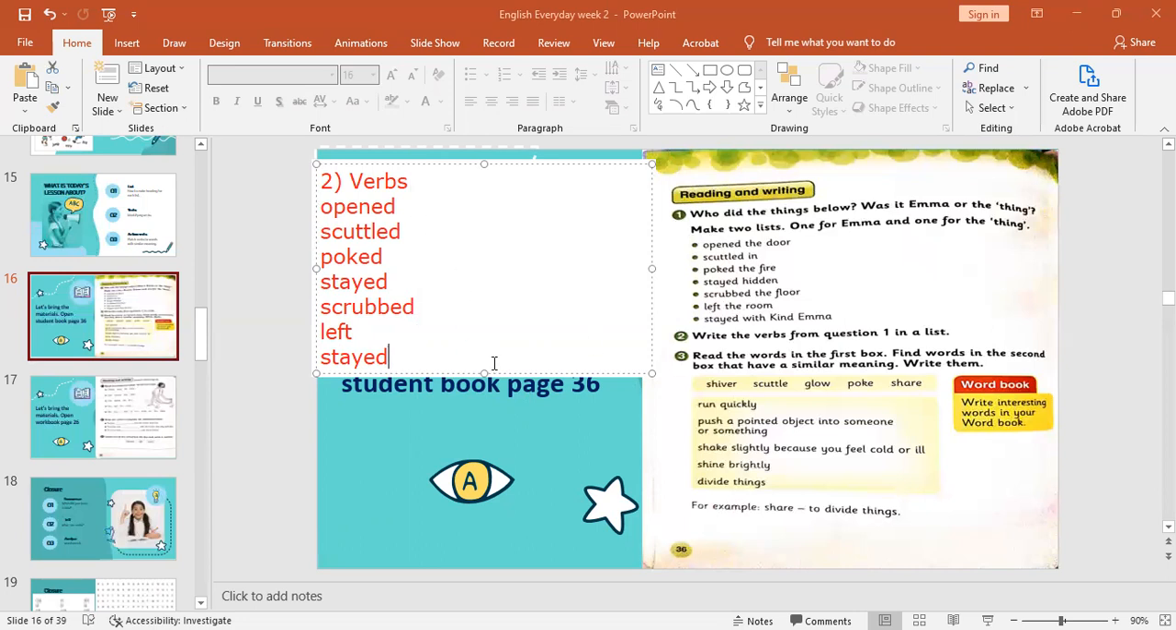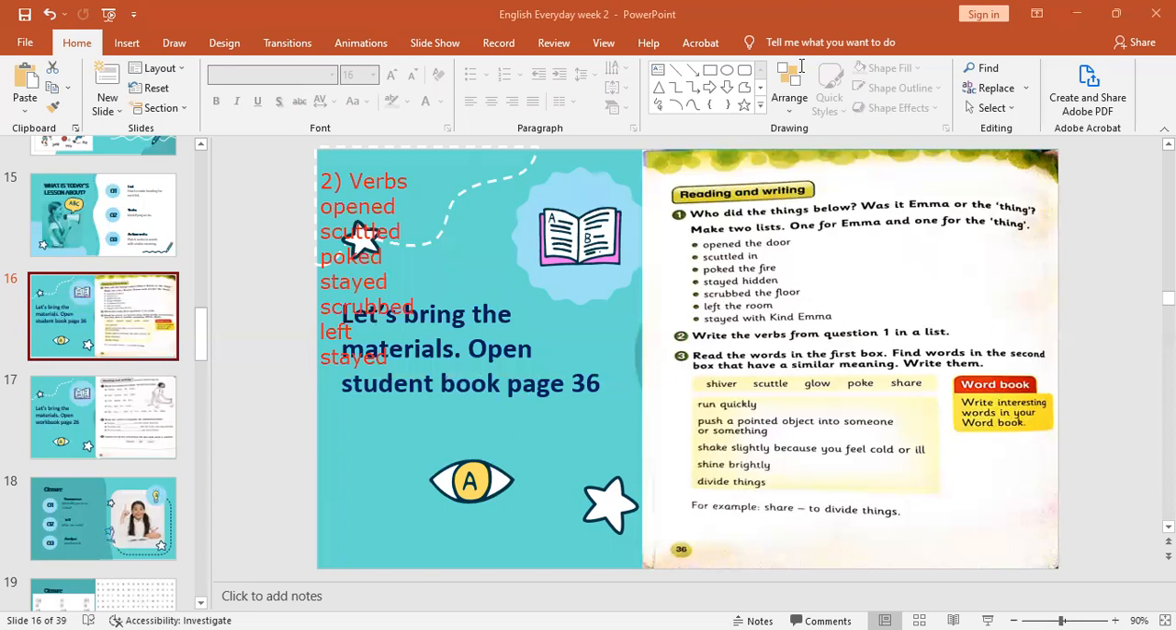Okay, so number three says, read the words in the first box. Find words in the second box that have a similar meaning. Okay, so we should write them. For example, share means to divide things. Okay, so that being said, to run quickly means what? It means to scuttle, right? So I'm going to write it, to scuttle. So write it out. You're going to write it out for me.